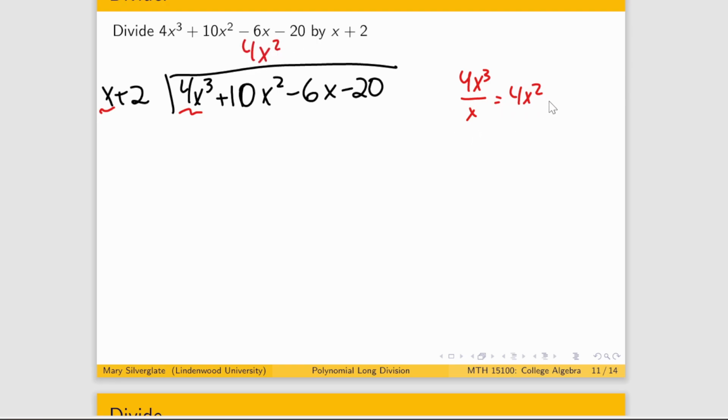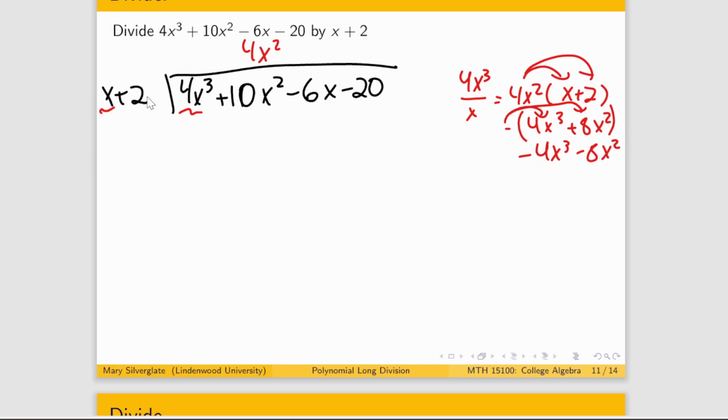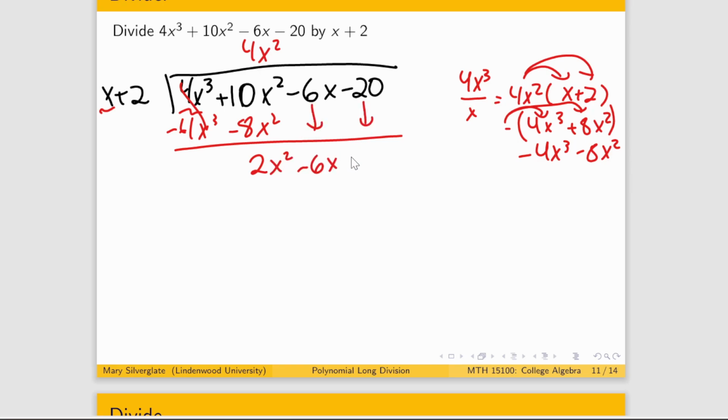Then we want to go ahead and multiply 4x squared times x plus 2. 4x squared times x gives us 4x to the third. 4x squared times 2 gives us plus 8x squared. And then we want to subtract the results. So that gives us minus 4x cubed minus 8x squared. So now since our signs match here, they should also match here when I'm doing my subtraction step. 4x cubed minus 4x cubed gives us 0 by design. 10x squared minus 8x squared gives us minus 2x squared. And then we drop down our other terms.